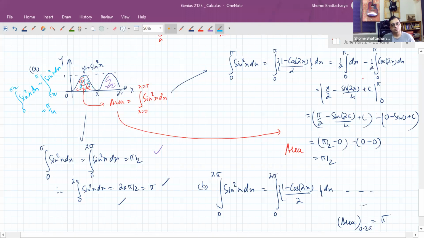Now you'll see the cos square x graph has exactly the same shape. It's just that it is shifted.